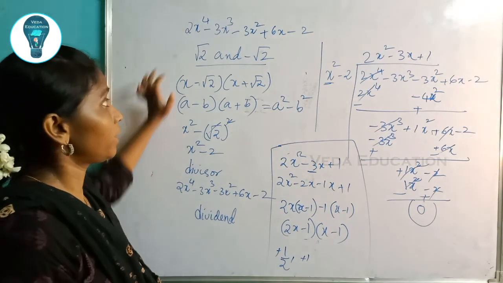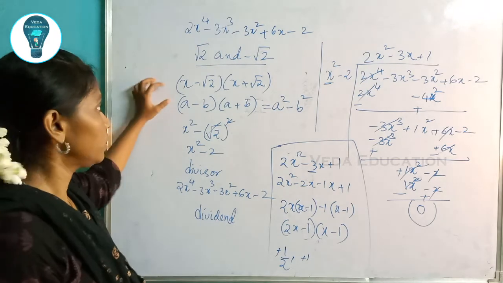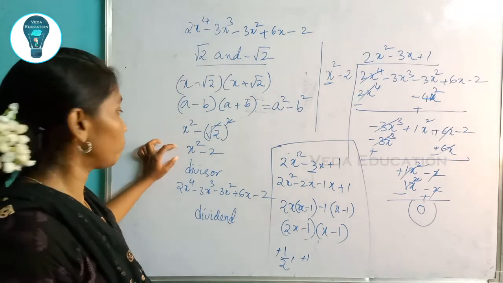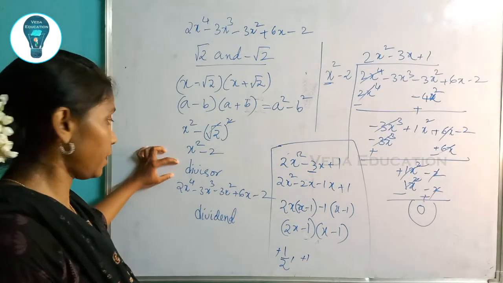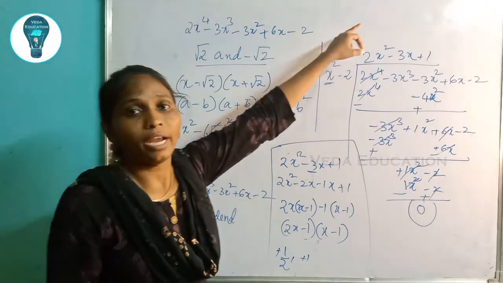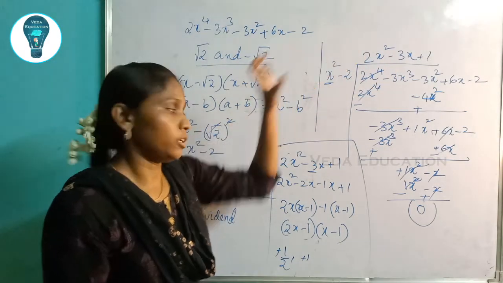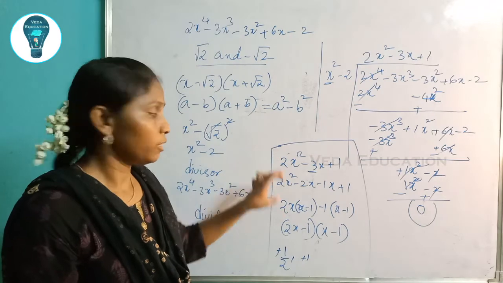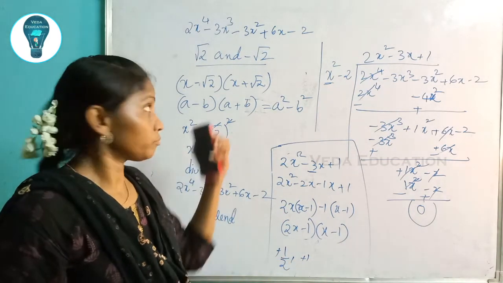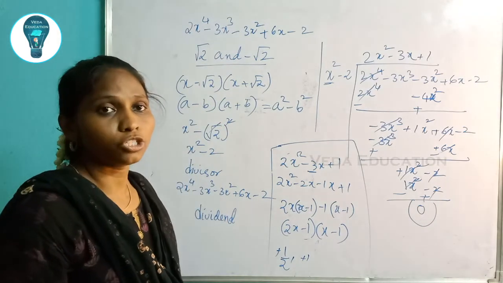This is the process. When two zeros are given to us, convert them into linear polynomials and multiply them. After that you will get one polynomial that you consider as a divisor, and whatever the given polynomial is, consider it as the dividend, and do the division. After getting the quotient, factorize that quotient part, and you will get the factors of the given fourth degree polynomial zeros.